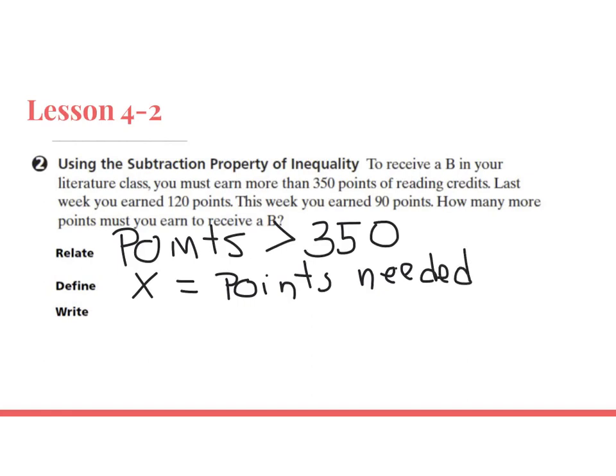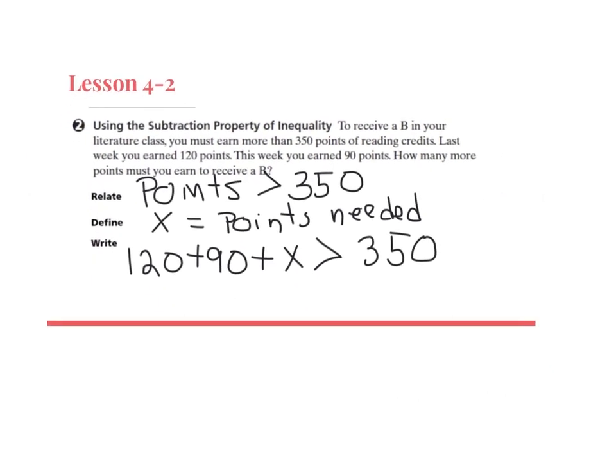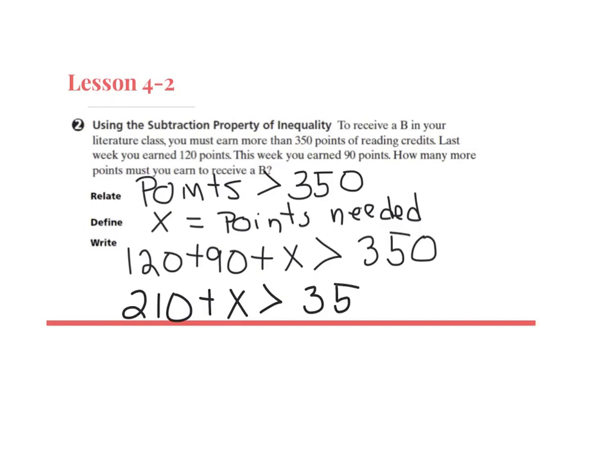And now we're going to write our inequality. So let's start thinking about all of the points we have. We have 120 from last week. We have 90 from this week, plus we have all of those points that we're still going to earn, our points that are needed. That sum needs to be greater than 350. So I'm going to simplify my inequality a little bit here, and I get 210 plus X is greater than 350.